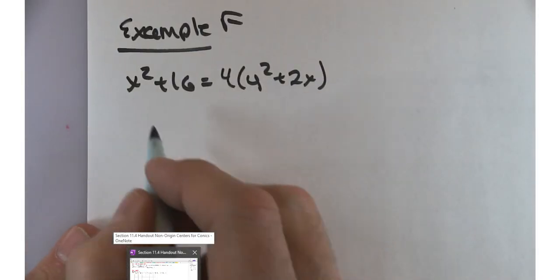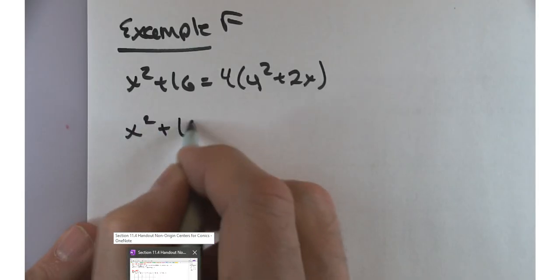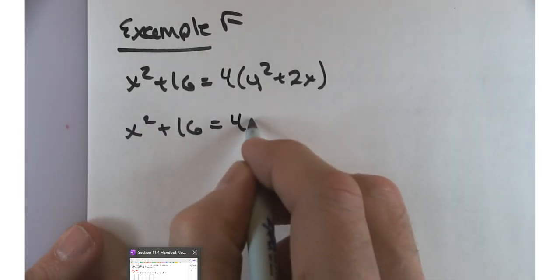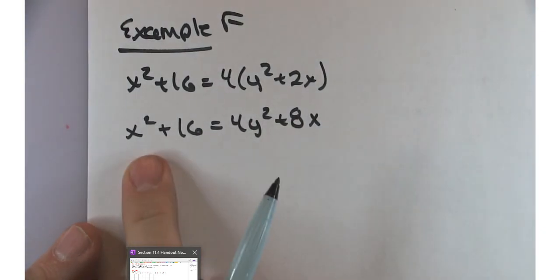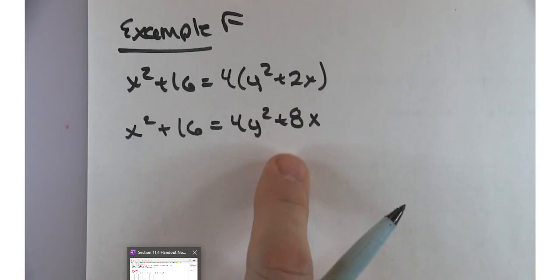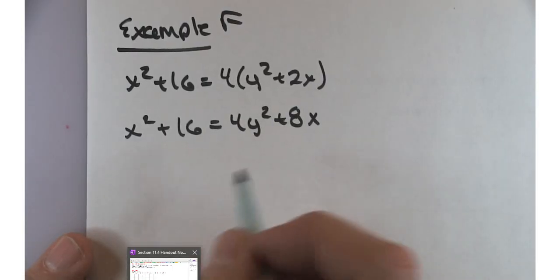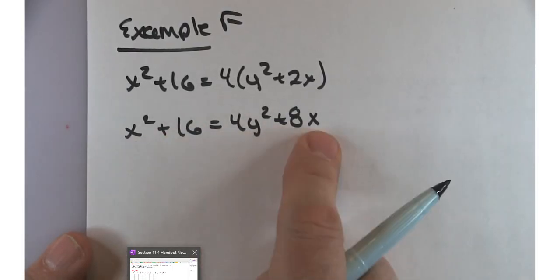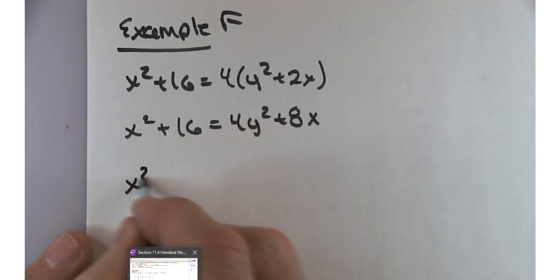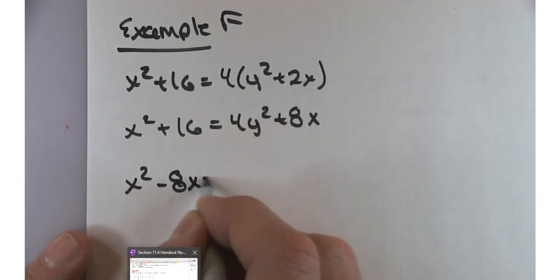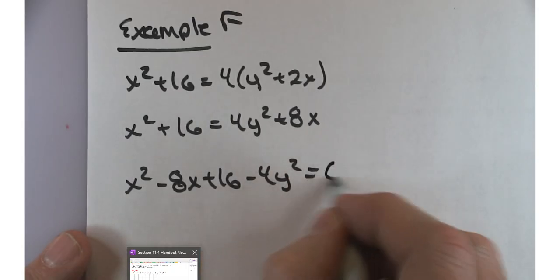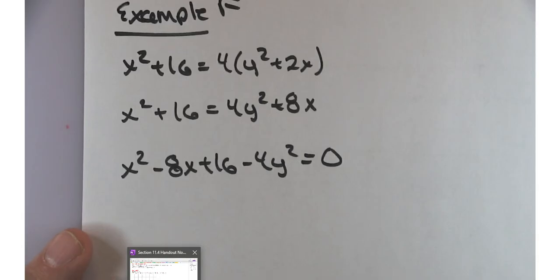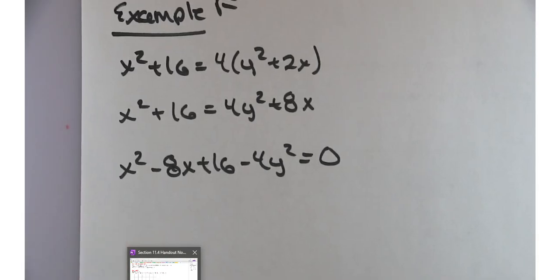For me, what I would start out with is distributing the 4, giving 4y squared plus 8x. And then maybe move the x squared to the other side. Do I want to move everything to the left-hand side? I guess I'll move everything to the left-hand side: x squared minus 8x plus 16 minus 4y squared equals 0. So I moved everything to the left-hand side.